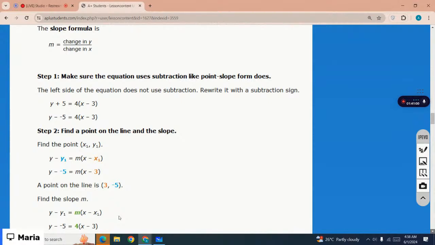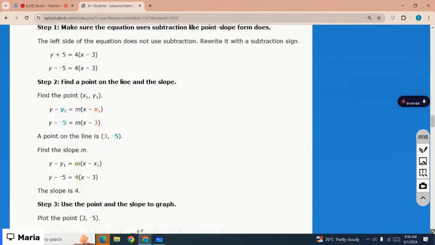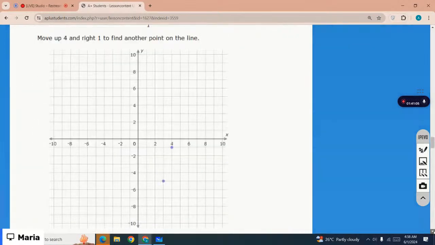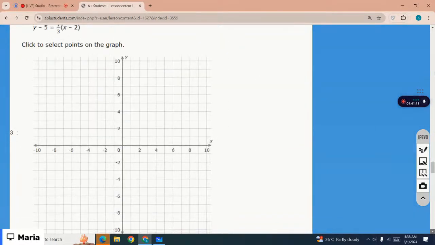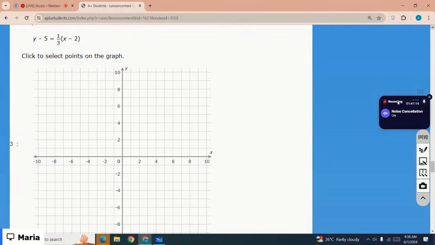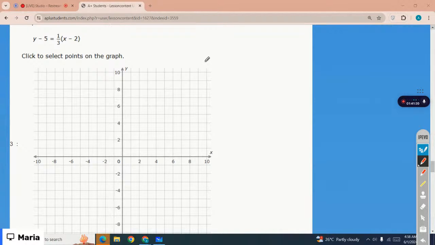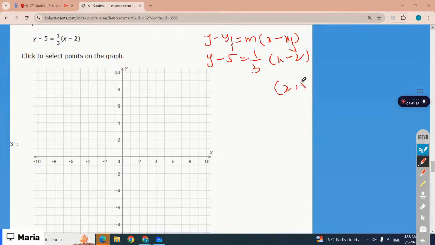Okay, let's do the other example. Y minus 5 equals 1 over 3 times x minus 2. You have to compare it to the equation y minus y1 equals m times x minus x1. So x1 is 2, y1 is 5. That is the point 2, 5, and the slope is 1 over 3. So first you have to plot the point. X is 2, y is 5.